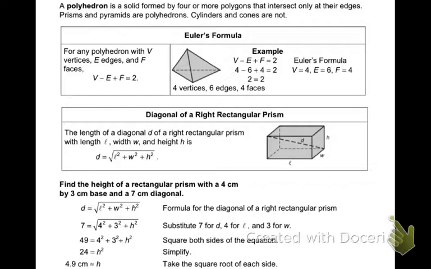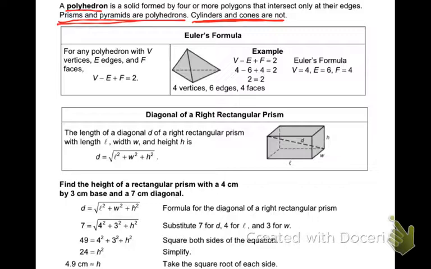First thing we're going to talk about is a polyhedron. A polyhedron is a solid formed by 4 or more polygons that intersect only at their edges. Prisms and pyramids are polyhedrons. Cylinders and cones are not polyhedrons. Essentially, anything that curves is not a polyhedron. Okay, it's got to be straight lines.